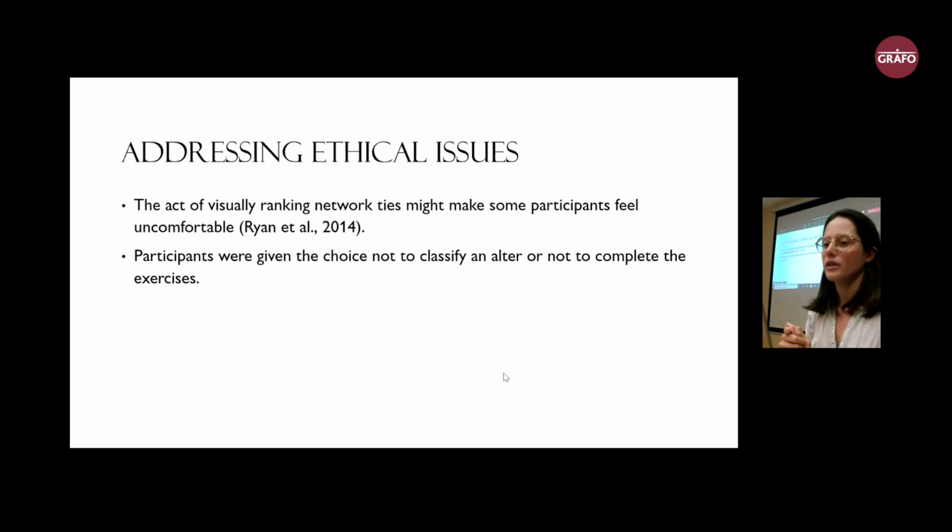And then, for any research that collects data with participants, there are ethical issues that need to be taken into account. Also when asking participants to visually rank ties of their network, there might be some issues with some participants feeling uncomfortable. So in this case, we always gave participants the choice not to classify a specific author or not to complete the exercise. We had a case of one person who didn't classify one author and another person who didn't complete the exercises because they didn't want to do that.